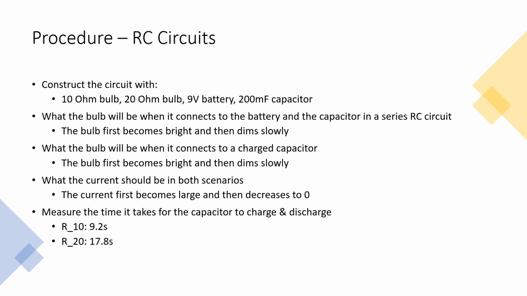And what will the bulb do when it connects to a charged capacitor? It's the same. The bulb becomes bright at first and then dims slowly. So what should the current be in both scenarios? The current first becomes large and then decreases to 0.